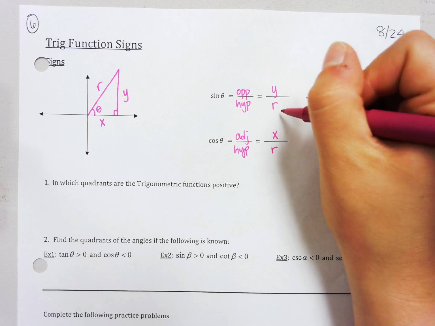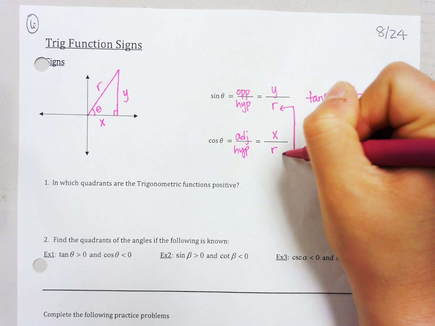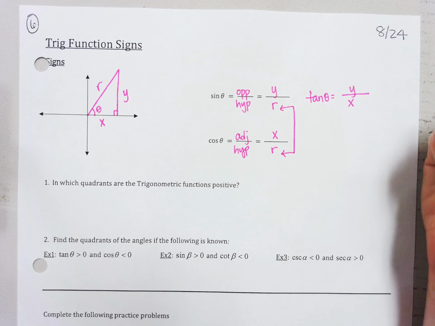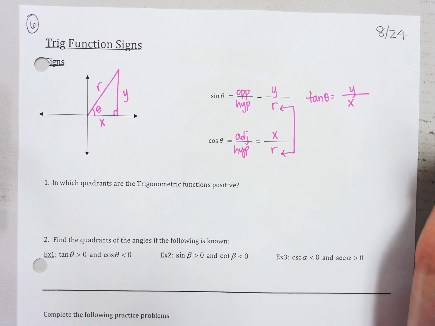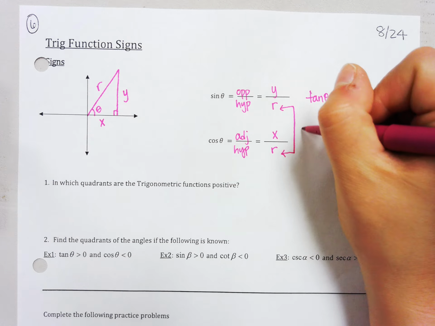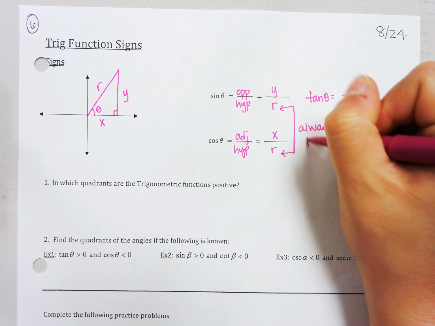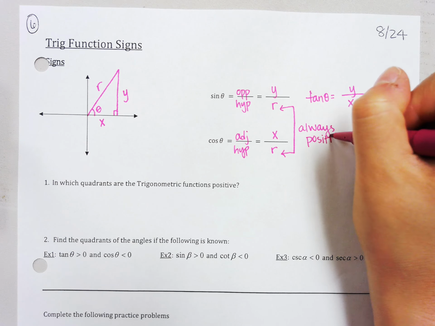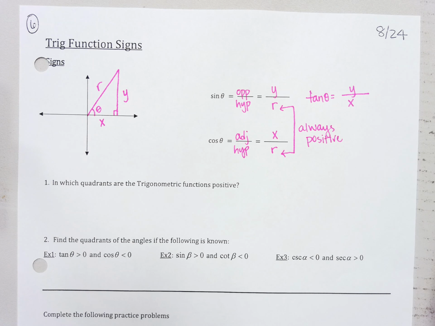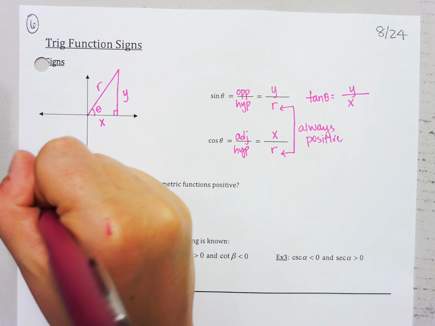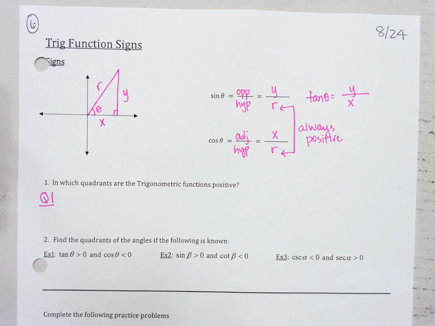Now I want to remind you too, based on the notes that we did yesterday, that r value, this distance or this hypotenuse of our triangle, is always going to be considered positive. And that's going to help us determine then in which quadrants functions are positive or negative. So we're going to make a list. We're going to start with quadrant 1, and we're going to figure out which functions are positive in quadrant 1.